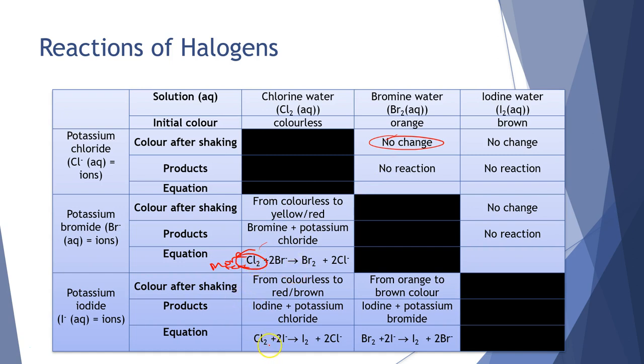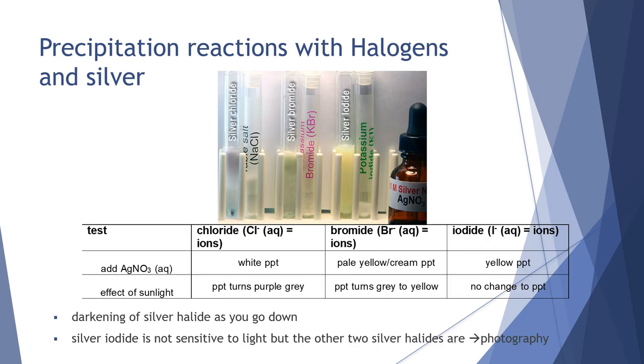It can also remove it from iodine because it is more reactive than these. Fluorine would rip the electrons off any of these. Bromine is more reactive than iodine, so it can steal the electrons from iodide to form iodine and bromide. However, iodine is the least reactive, so it's not going to be able to do this.